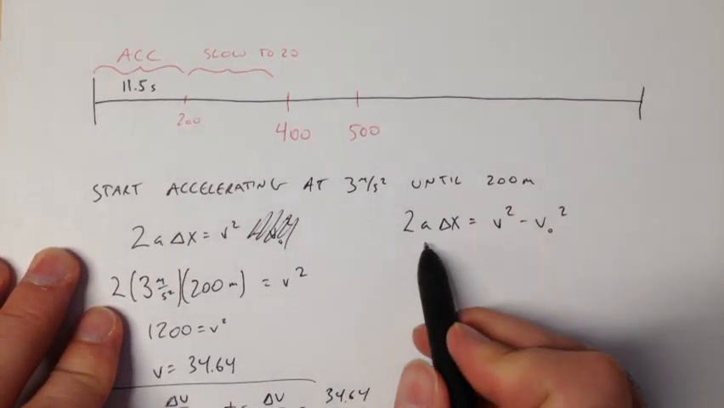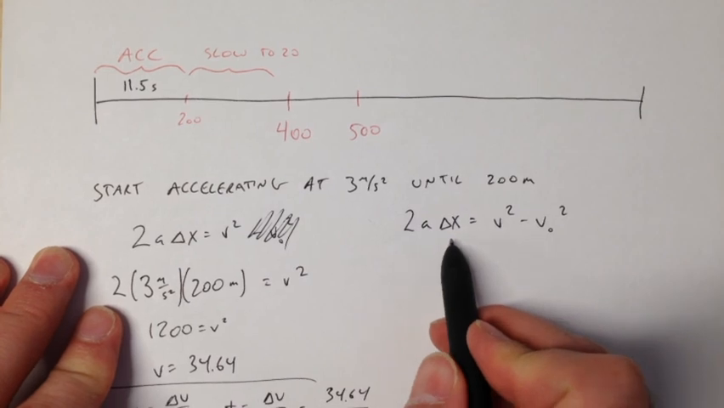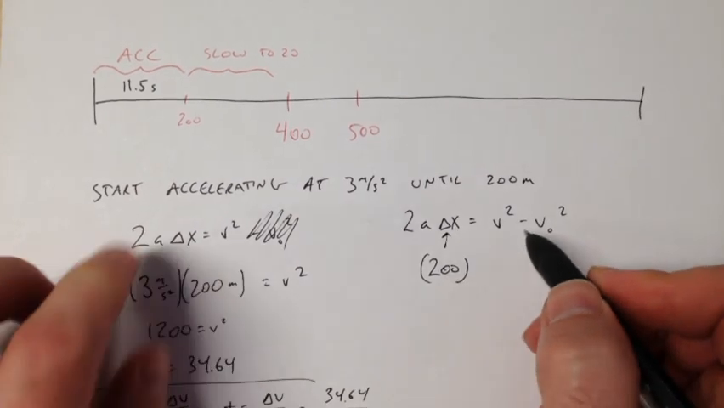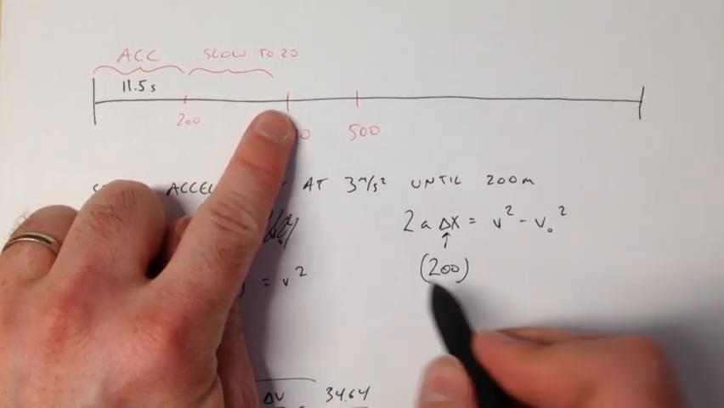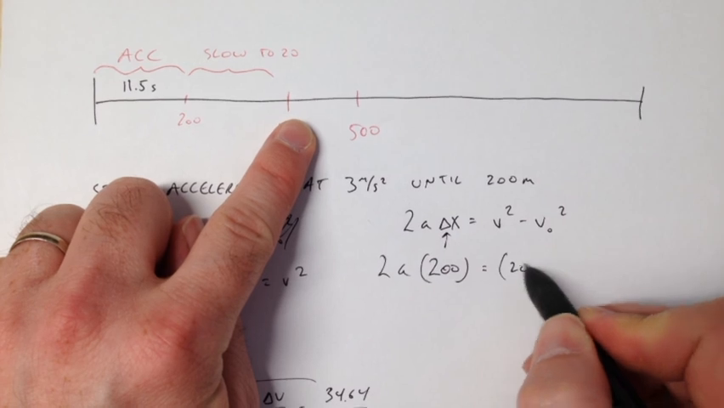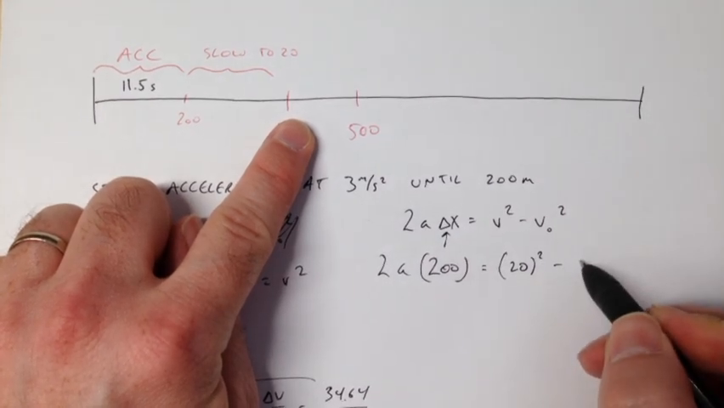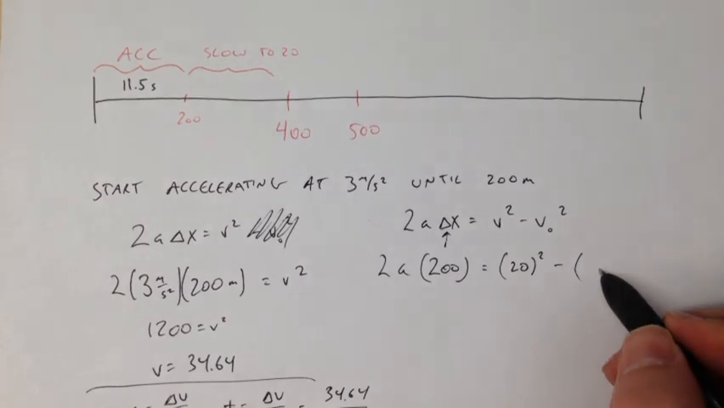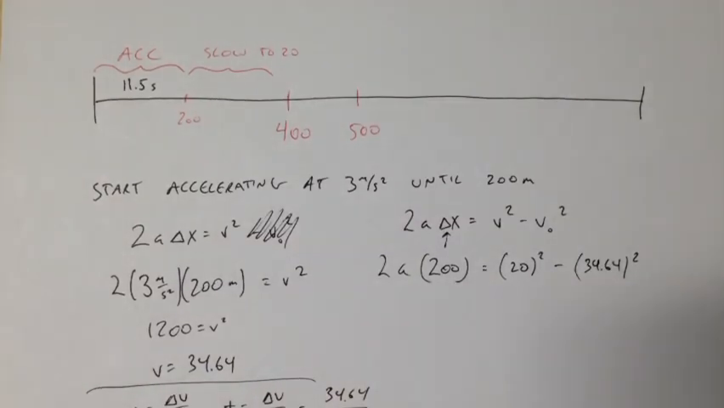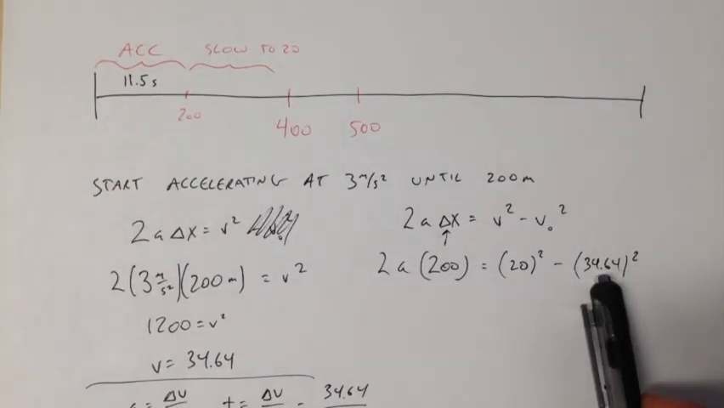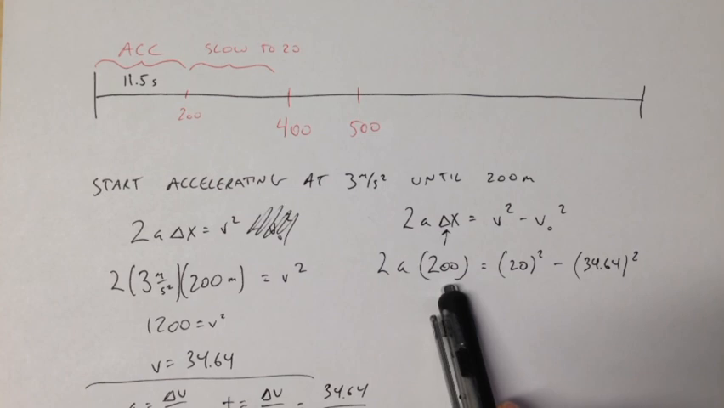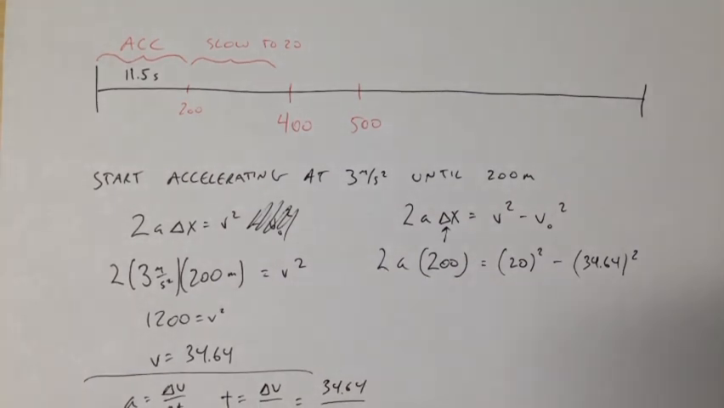this time I don't know what the acceleration will be, but I do know that I have 200 meters to drive. This 200 meters, from 200 to 400. I don't know the acceleration. However, the final velocity must be 20 meters per second, and the initial velocity was 34.64. This equation represents me slowing down from the initial velocity of 34.64 to the final velocity of 20 meters per second. I only have 200 meters in which to do it, and I need to know what that acceleration is.